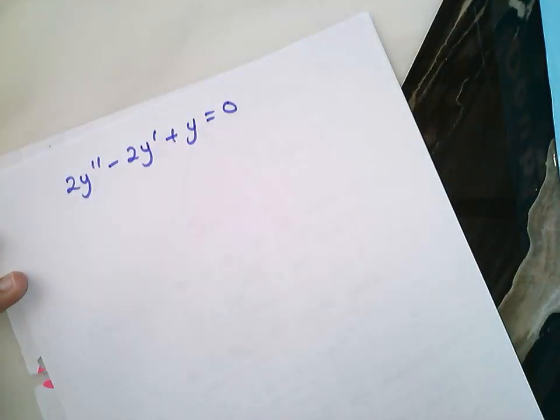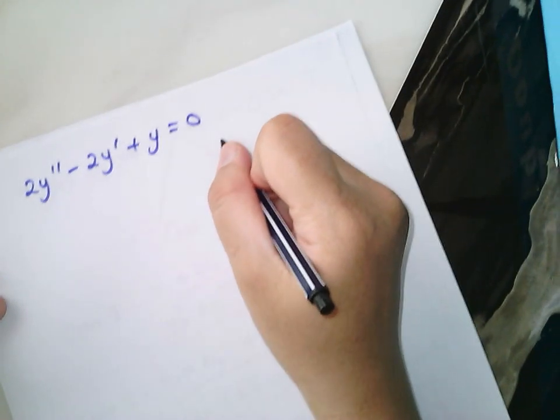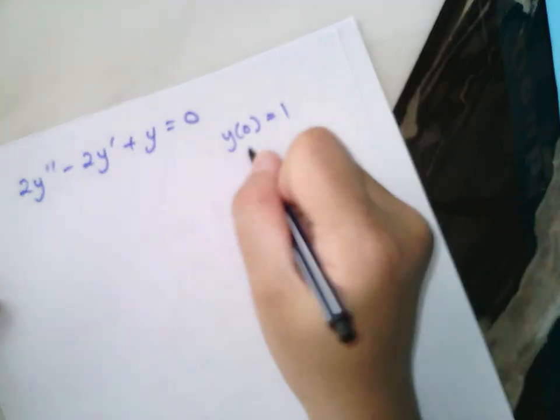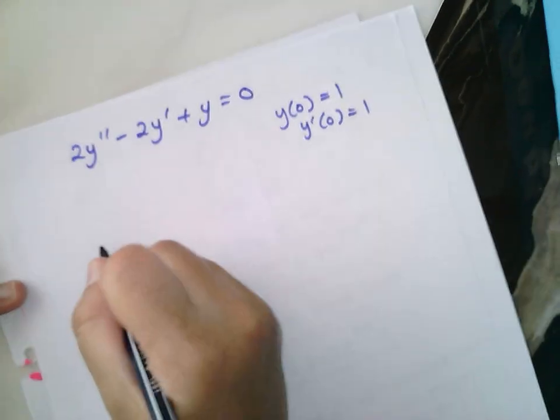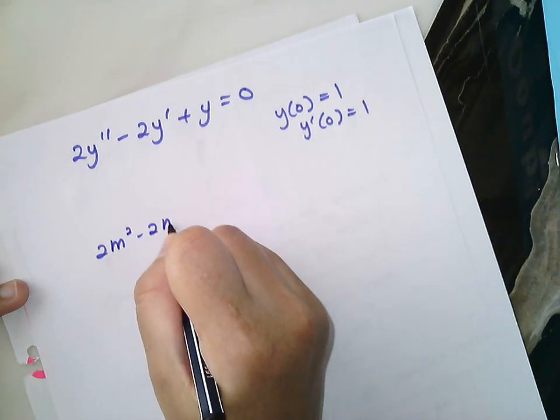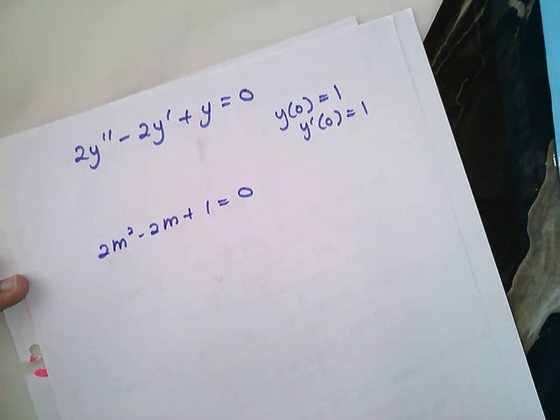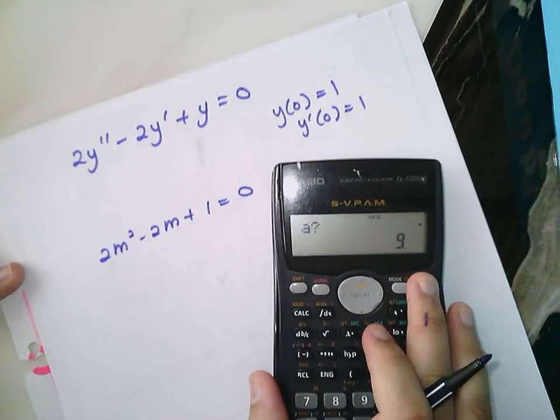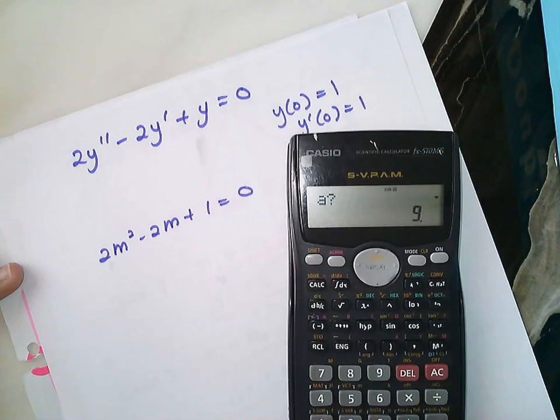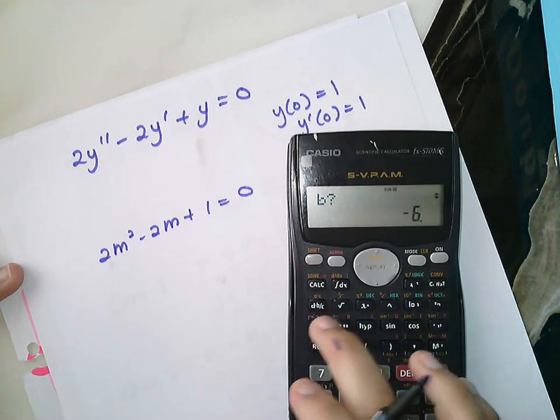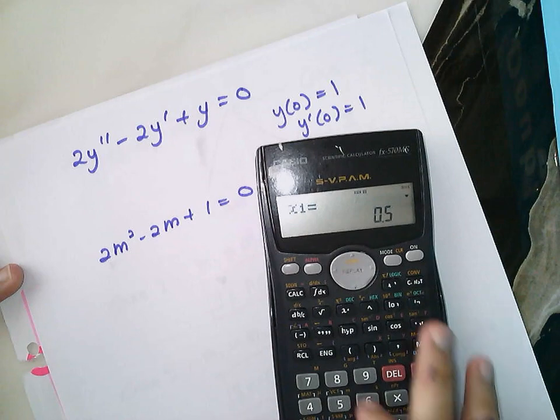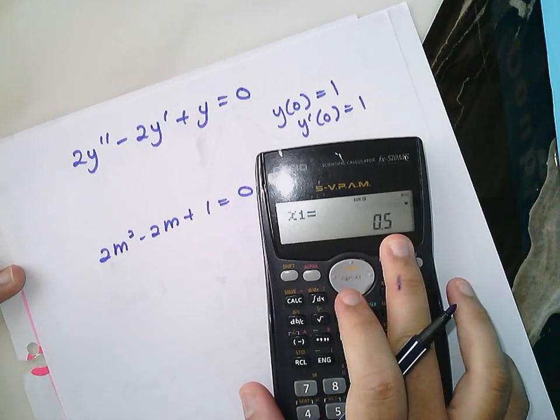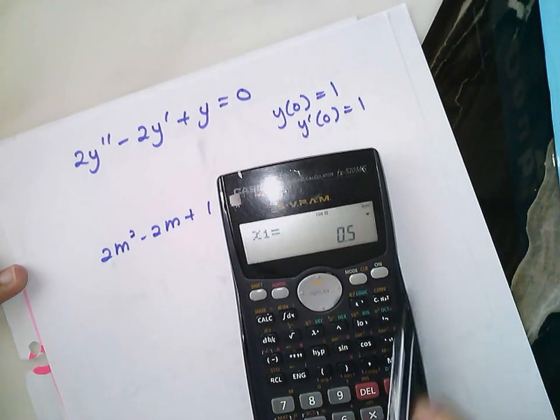2y'' minus 2y' plus y equals 0, and you're given initial conditions y(0) equals 1 and y'(0) equals 1. Change this into the characteristic equation, which will give you 2m squared minus 2m plus 1 equals 0. When you use the calculator to find the value of m, as you can see here, your a equals 2, your b equals negative 2, and your c equals 1. Although you are given the value for x1, which is 1 over 2, take a look at this part.